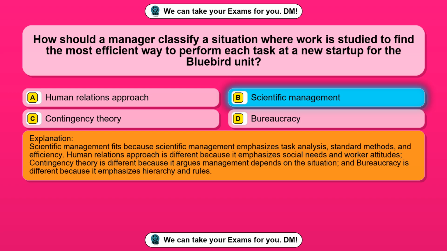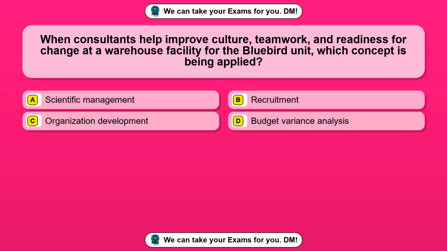Human relations approach is different because it emphasizes social needs and worker attitudes. Contingency theory is different because it argues management depends on the situation, and bureaucracy is different because it emphasizes hierarchy and rules. Question 21. When consultants help improve culture, teamwork, and readiness for change at a warehouse facility for the Bluebird unit, which concept is being applied?